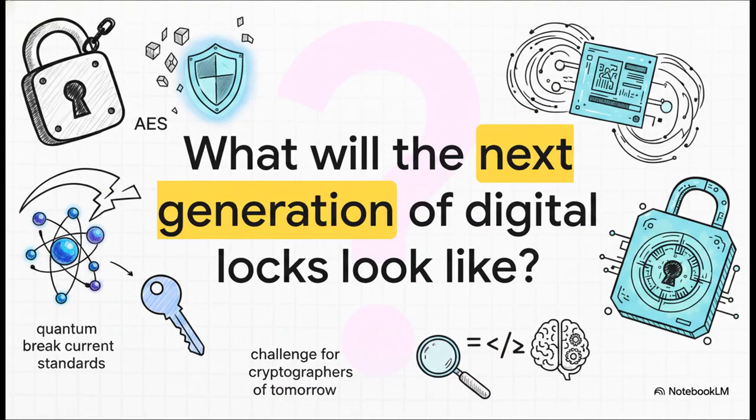You know, this brings us to a really big question for the future. AES is the king of encryption today, for sure. But computers are always getting faster, and we have things like quantum computing right on the horizon that could, in theory, break our current standards. So what's next? What will the next generation of our digital locks even look like? That's a huge challenge for the cryptographers of tomorrow.